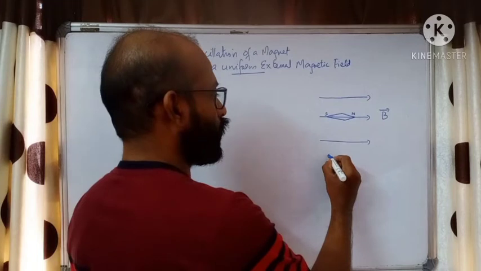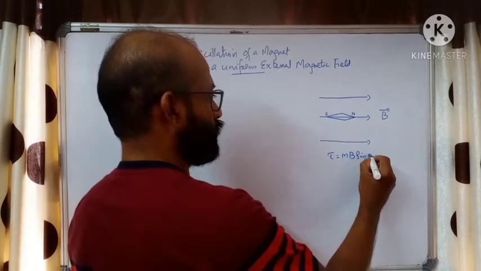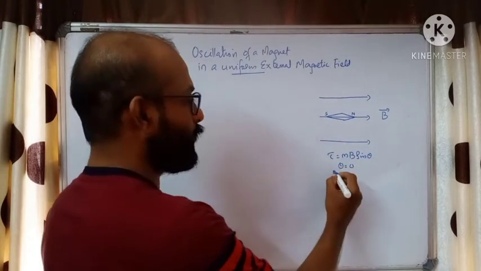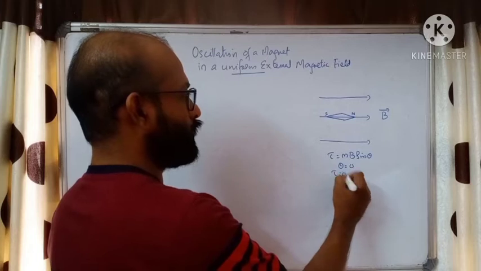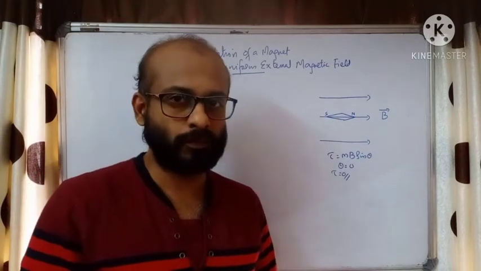So we know that torque tau is equal to mB sin theta. But theta is equal to 0. When theta is equal to 0, what happens? The torque will be 0. So at this position, it does not experience any torque. We say it is the equilibrium position.